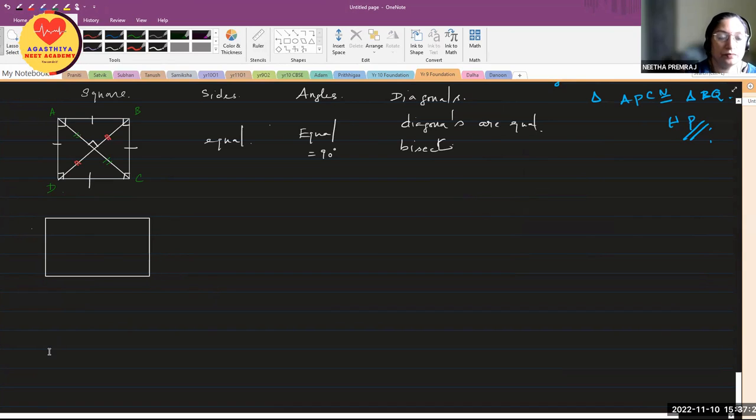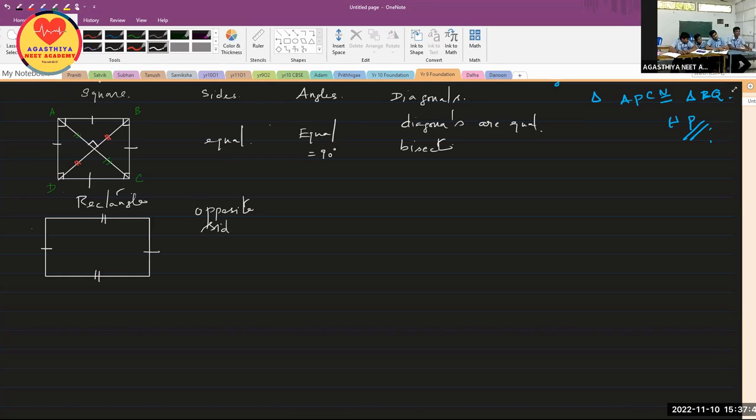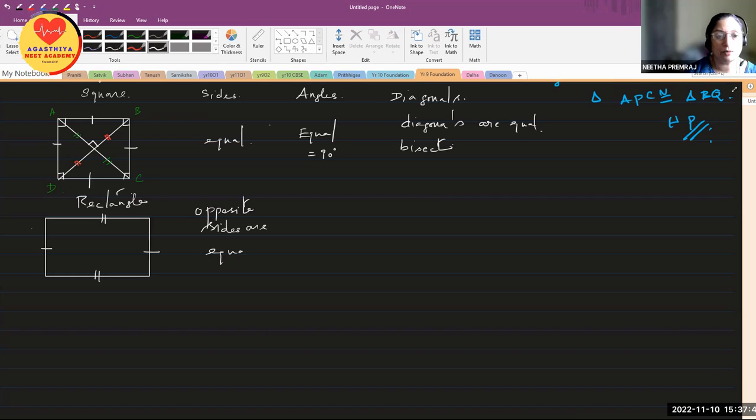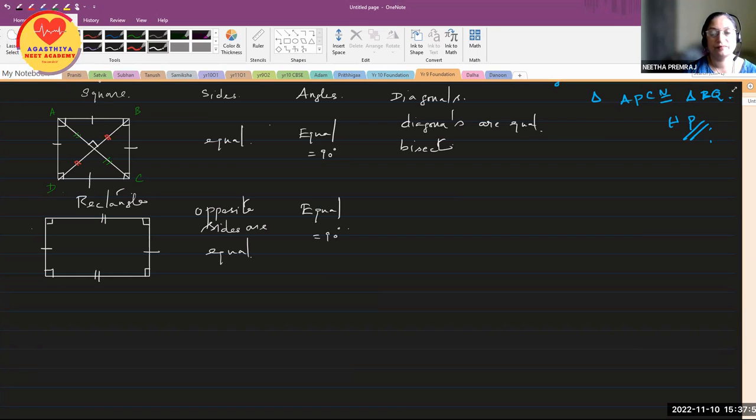What about this? Rectangle. Exactly, rectangle. Tell me, what about the sides? Opposite sides are equal. What about angles? Exactly, 90 degree. All angles are equal and equal to 90 degree. What about the diagonals? Two diagonals. Any quadrilateral has two diagonals.